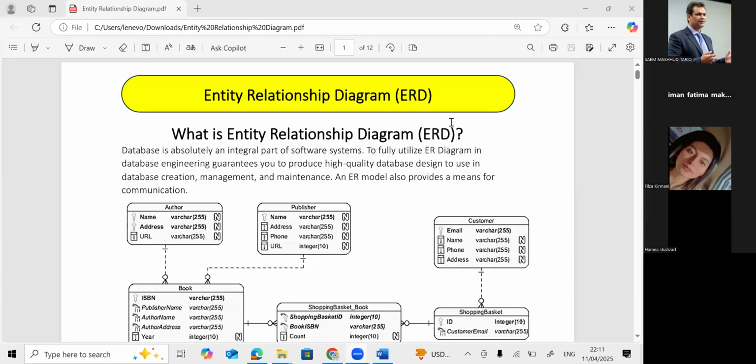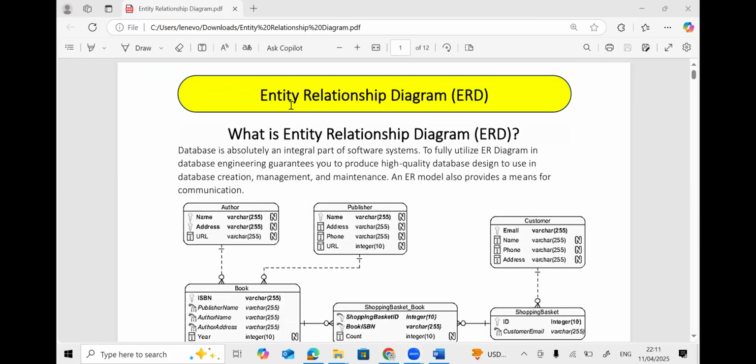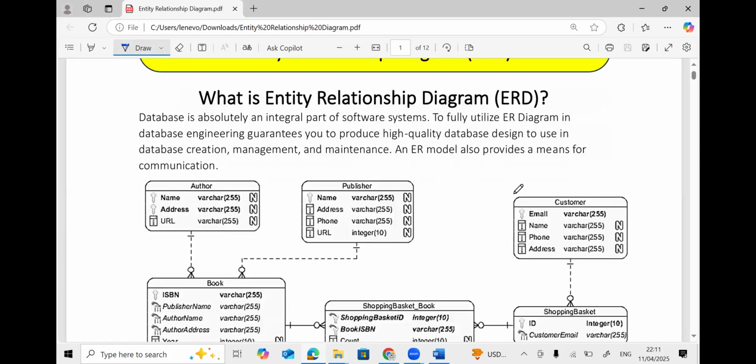Let me first discuss this entity relationship diagram. We need to discuss this today. So all of you can see my screen. Okay. So obviously an ERD diagram, as you know, I'm just recapping it. I'm pretty sure most of you know it. It is obviously utilized to design the structure of the database tables.